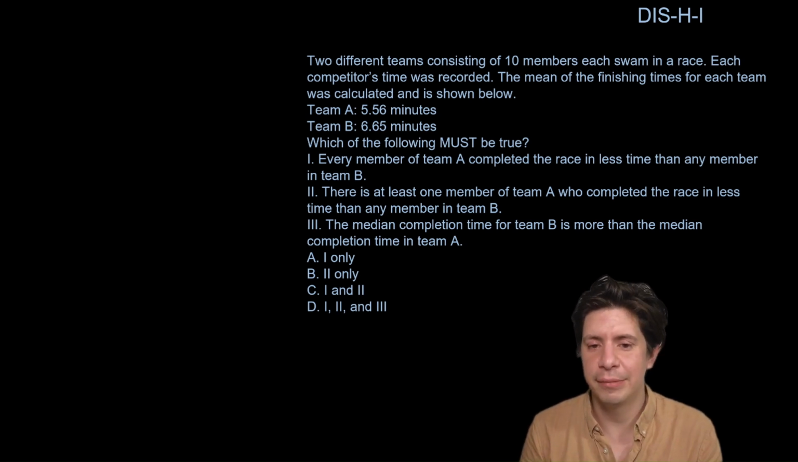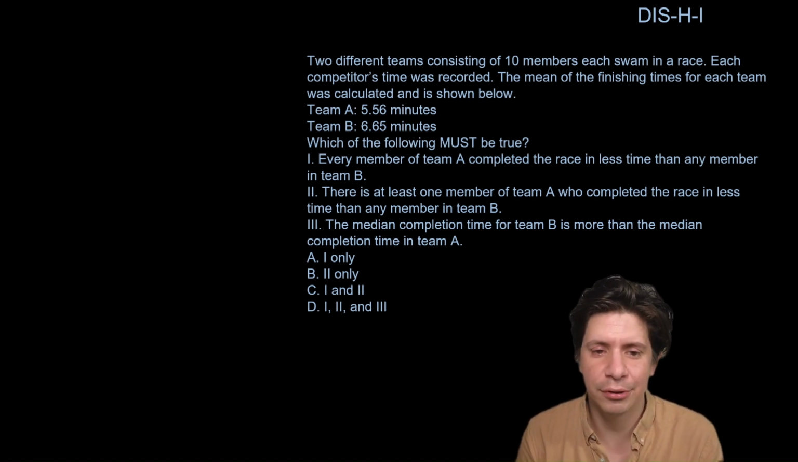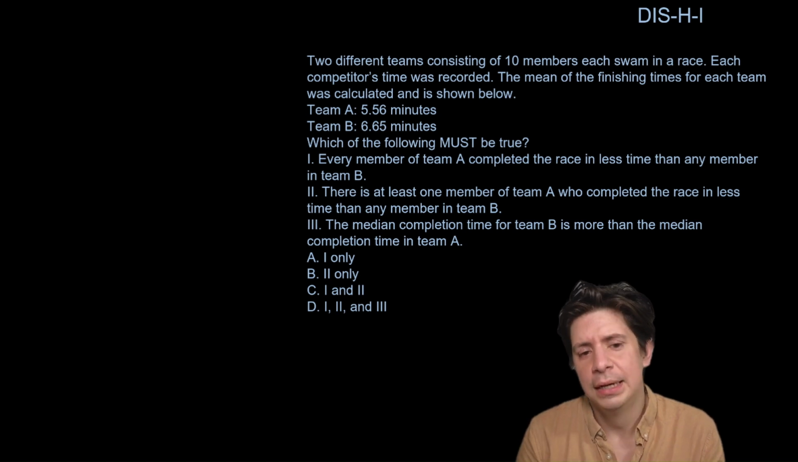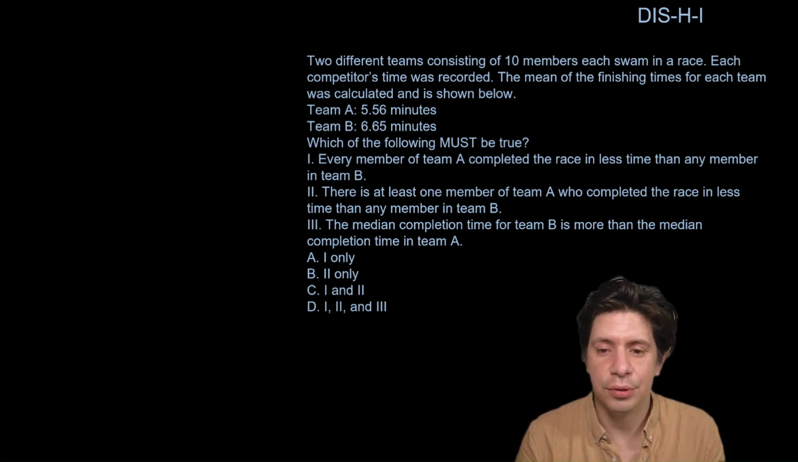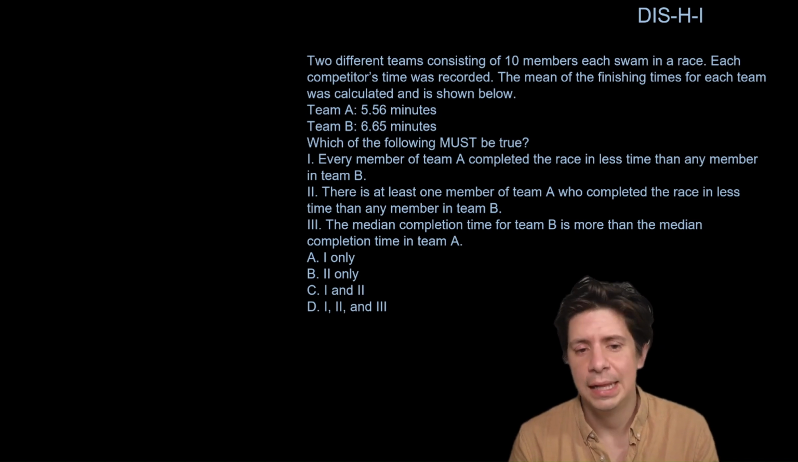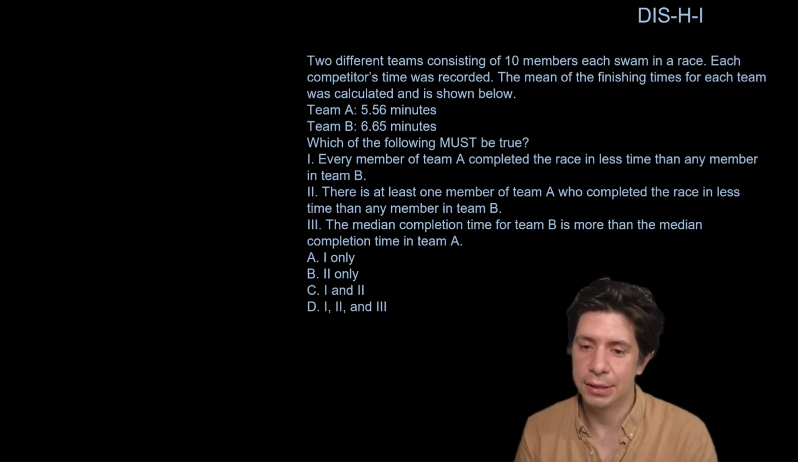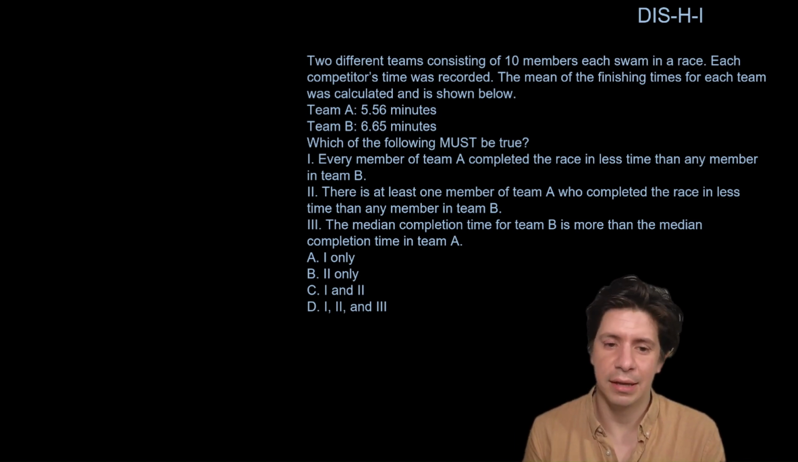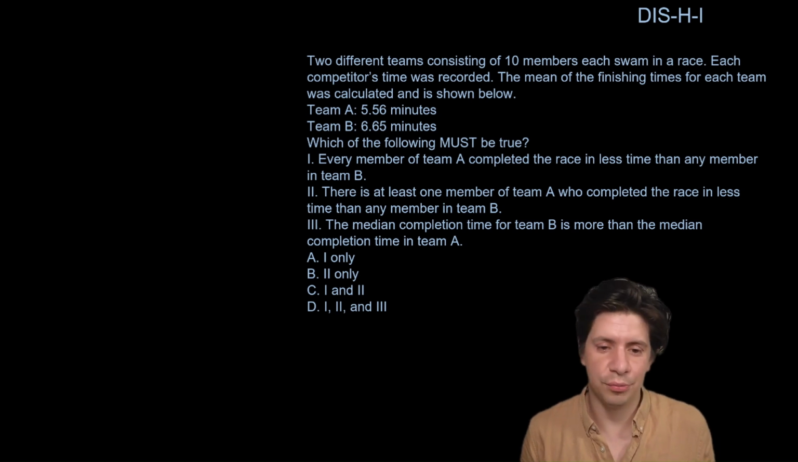Every member of Team A completed the race in less time than any member in Team B. There's at least one member of Team A who completed the race in less time than any member in Team B. The median completion time for Team B is more than the median completion time in Team A. Then we have 1 only, 2 only, 1 and 2, and 1, 2, 3.